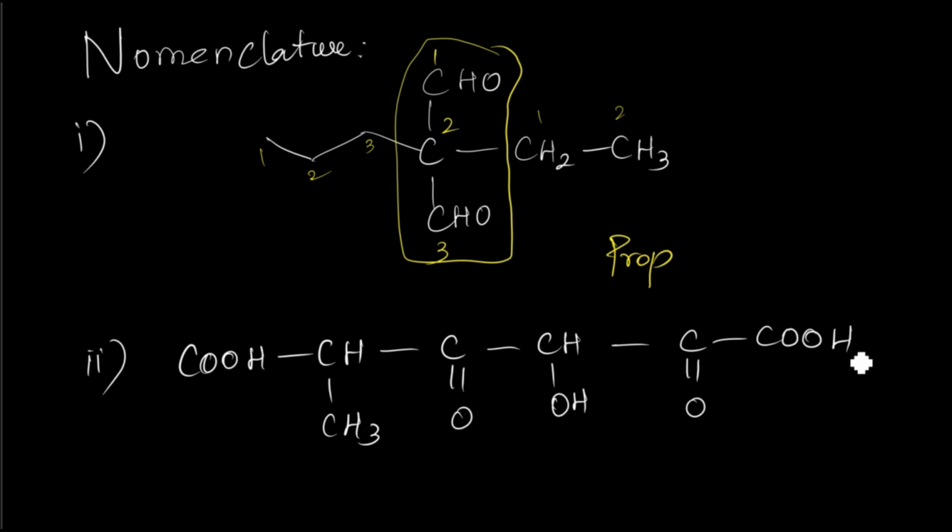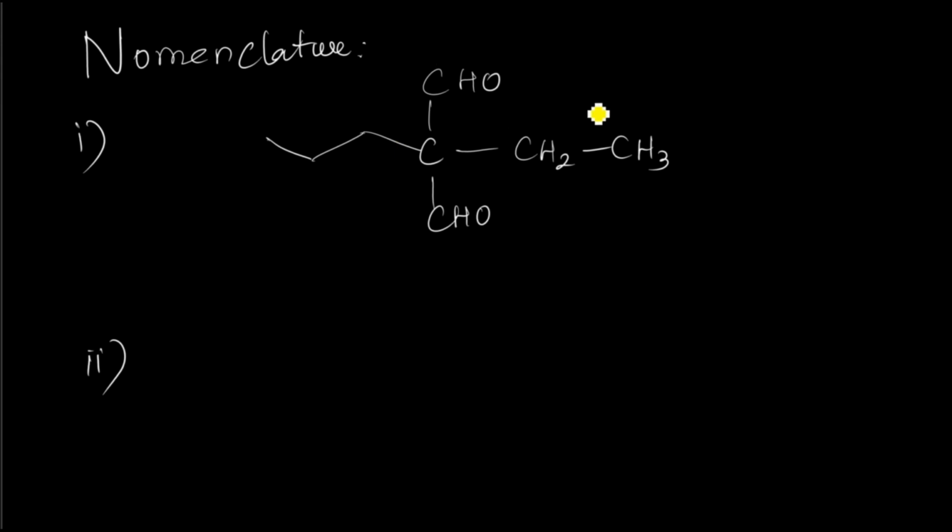What is the priority functional group here? That is the COOH group. So the two substituents at carbon 2 of the principal chain are ethyl and propyl. How to name this compound? If we have two same functional groups attached to the same carbon, you can take one of those functional groups as one terminal and the other functional group as the other terminal of the principal chain.